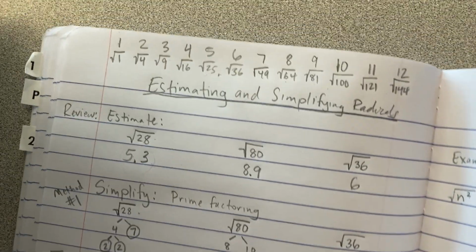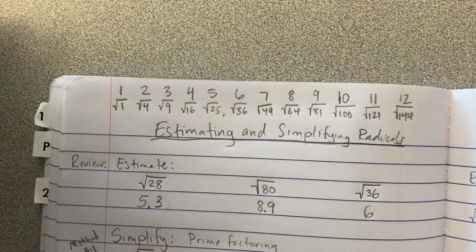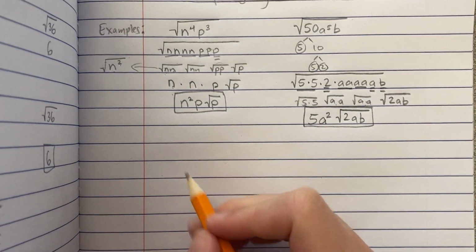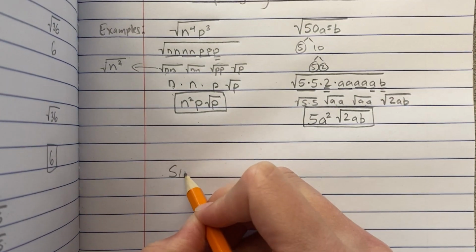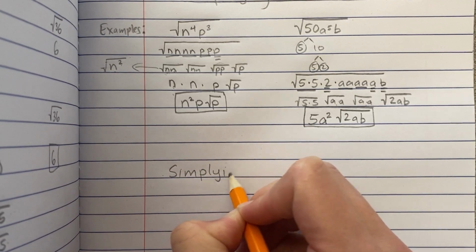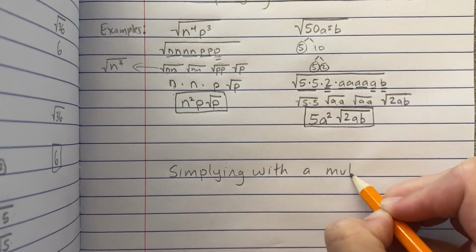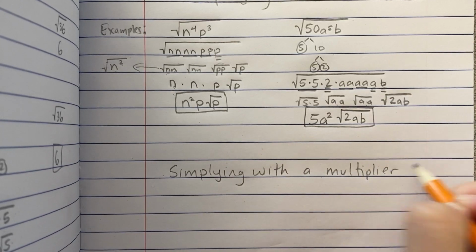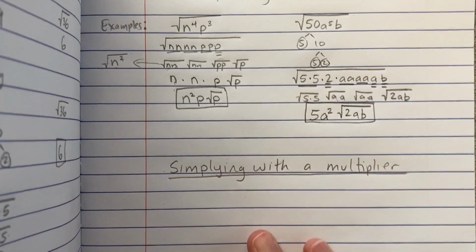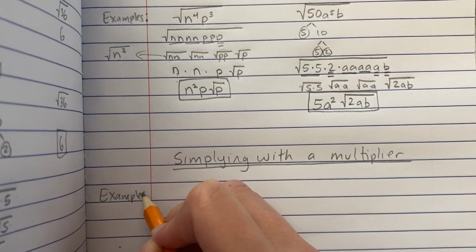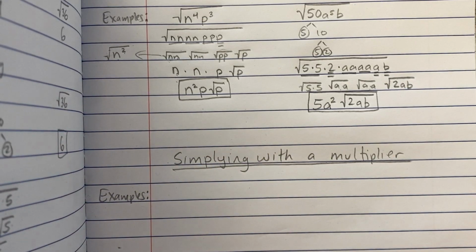All right, so we have estimated radicals, we've simplified radicals, we've simplified with variables, and now, finally, this is our last kind of adding on to this topic. Simplifying with a multiplier. This just means there's going to be a number on the outside that's being multiplied.